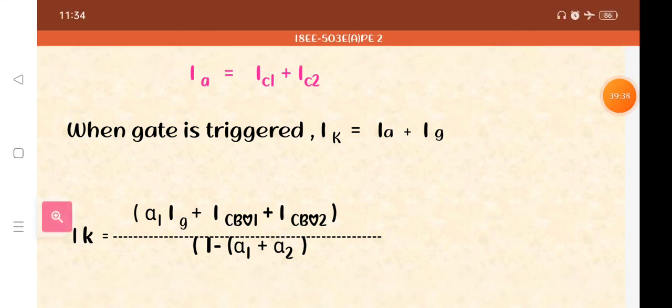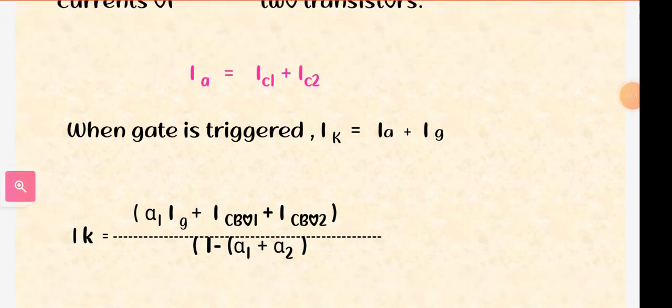So this is the video lecture for the two transistor analogy in detail. In the next class I am going to discuss the VI characteristics of SCR.